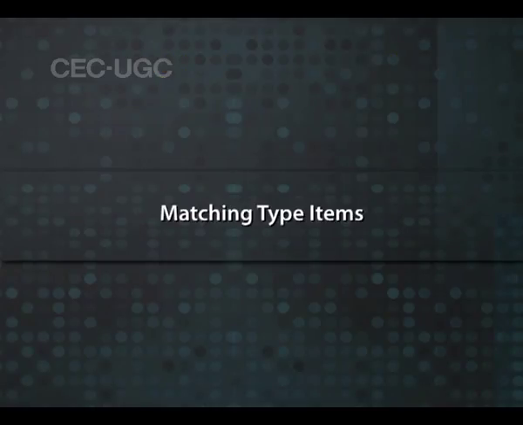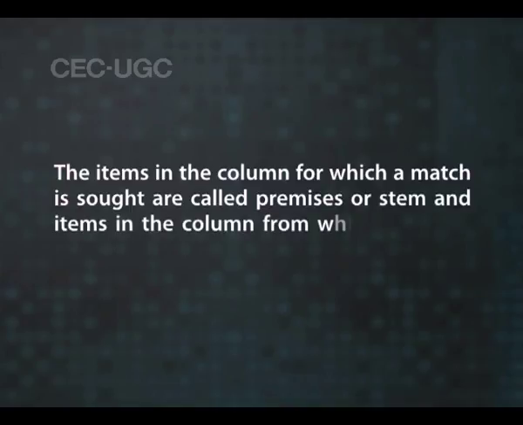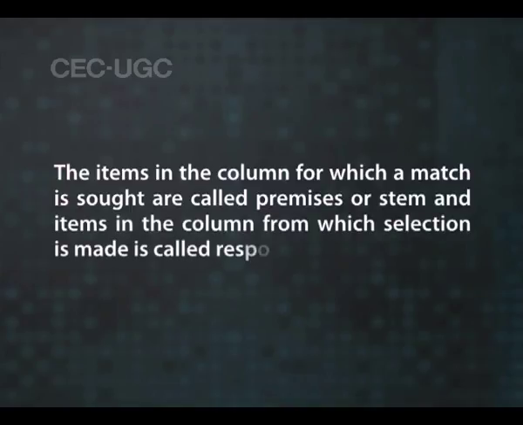Matching type items. It consists of two parallel columns, column A and column B, in which the longer description is placed in the left column and a word, phrase or a number is placed in the other column. The items in the column for which a match is sought are called premises or stem, and items in the column from which selection is made are called responses or options. The respondent is required to make some sort of association between each premise and each response.